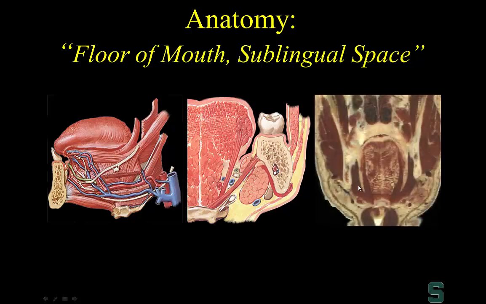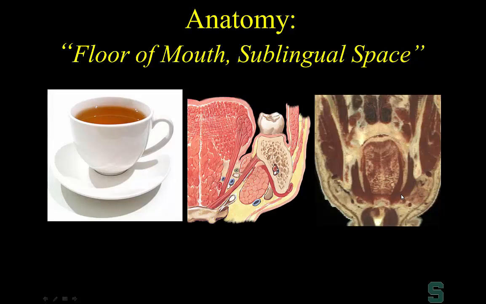So anatomically, there we're getting to our teacup, and there's our teacup again. So think of the rim of the teacup again as the mandible, the wall of the teacup as the mylohyoid muscle, and the base of the teacup here by the hyoid bone. So everything within the teacup is in the floor of the mouth.